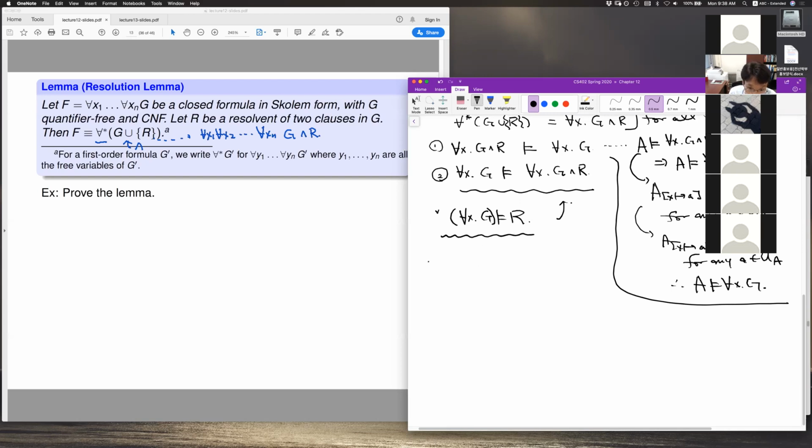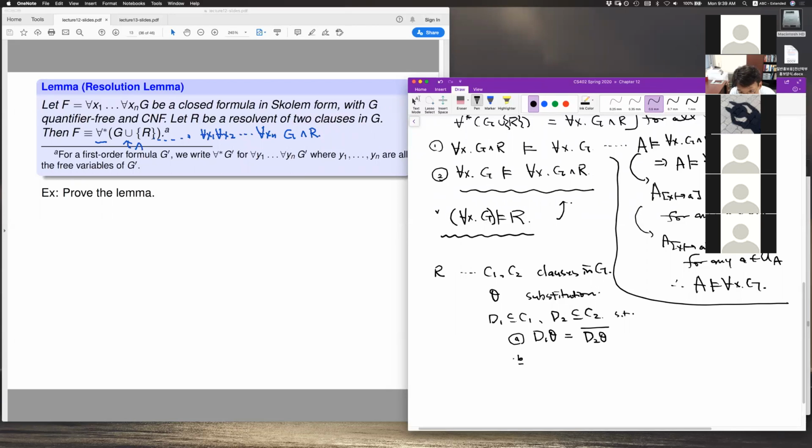Now, because R is a resolvent in first order logic, there have to be two clauses, C1 and C2 in G. Then there also has to be a most general substitution theta, and also some subset D1 of C1 and D2 of C2, such that if you apply the substitution, D1 theta becomes the same as D2 theta with the complement. These two things will be cancelled with each other, so that's what happens.